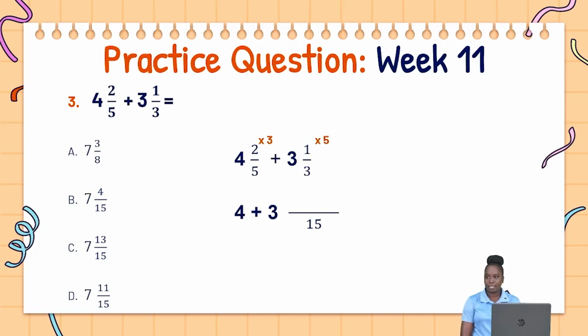So 2 times 3 is 6, and 1 times 5 is 5. Now we can go ahead and add the whole numbers, which 4 plus 3 is 7. And we can also add the numerators, which is 6 plus 5, and that gives us 11. And so our final answer is 7 and 11 over 15, which is D.